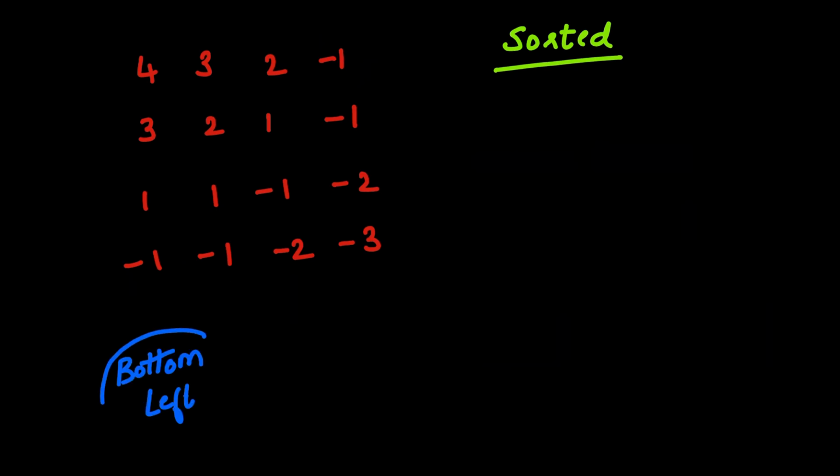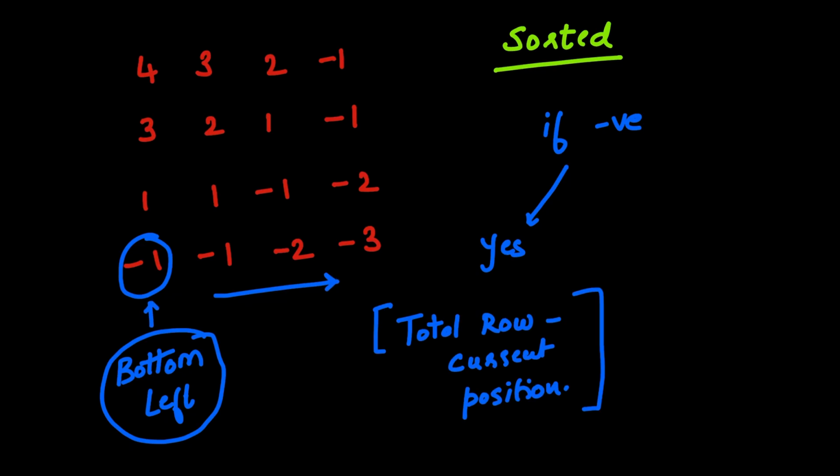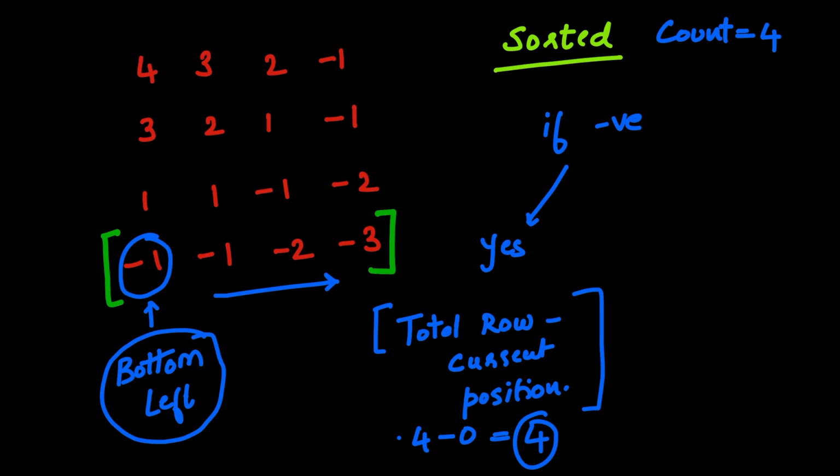We start the loop from the bottom left element of the grid. Is it negative? Yes, it is. So we calculate the total number of elements in the row that will be negative, which is the difference between the total columns and the current position. In this case, it is 4 minus 0, so the total will be 4, and it will be added to the result variable. As we have calculated it for the entire row, we'll shift upwards by decrementing the row counter.